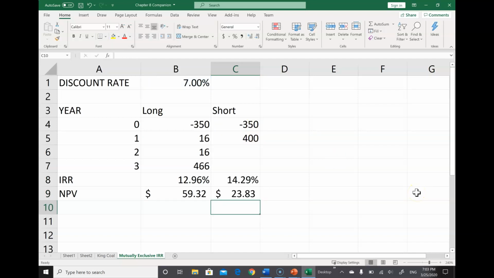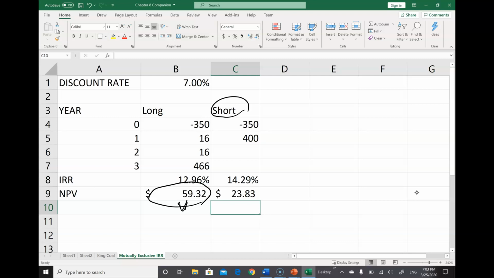So now you can see that, again, there is a disagreement between internal rate of return and the net present value. So according to the internal rate of return, the short project is a better one. According to the net present value, the long project is a better one. So what do we do? Again, whenever there is a disagreement between NPV and internal rate of return, you go with the NPV, right? So the short answer to this question is, hey, choose the long project, right?